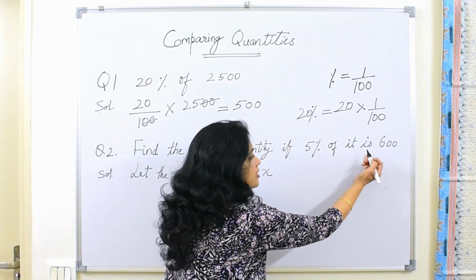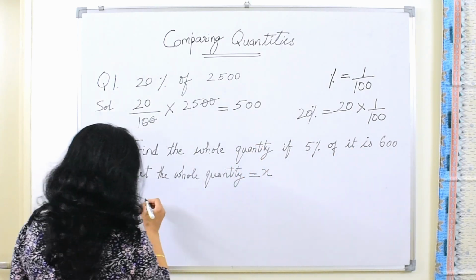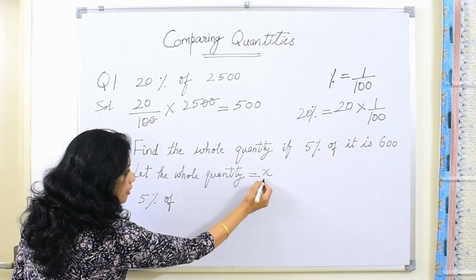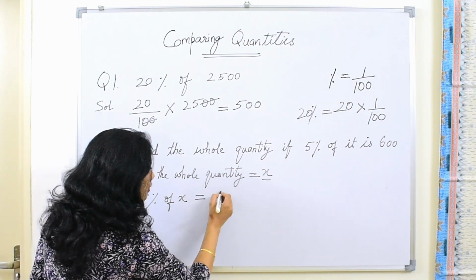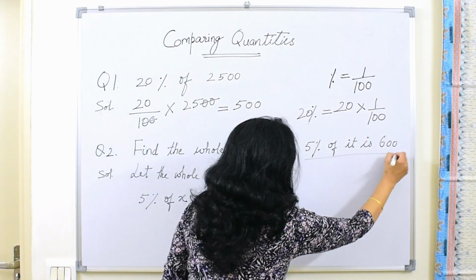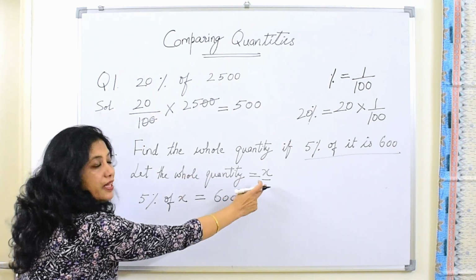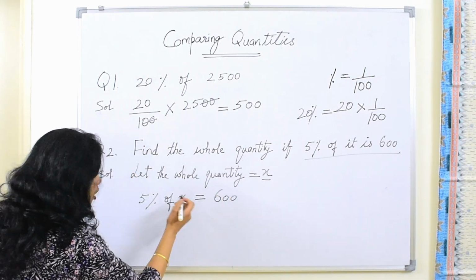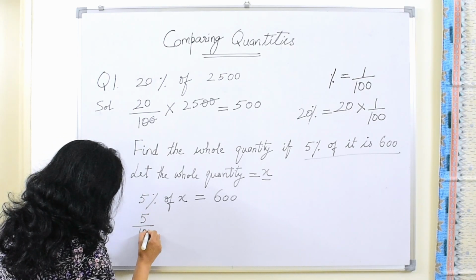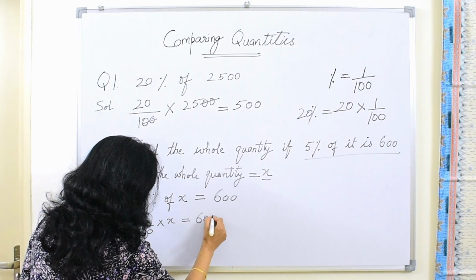Now we will write this in the form of an equation. 5% of it is 600 means 5% of x is 600. This statement we have written in the form of an equation. 5% of it, we have assumed x, is 600. Now we will solve it further. Now see, 5% means 5 divided by 100 of x is 600.